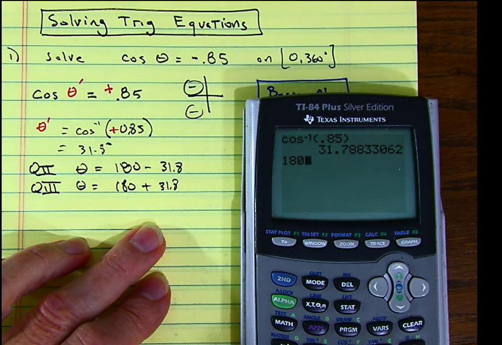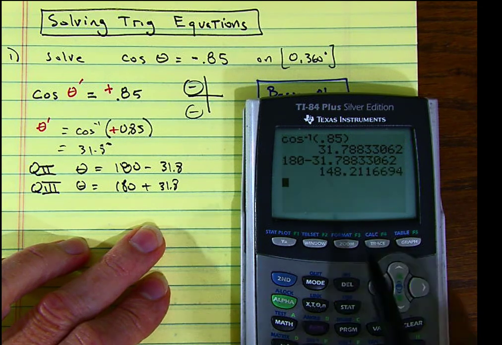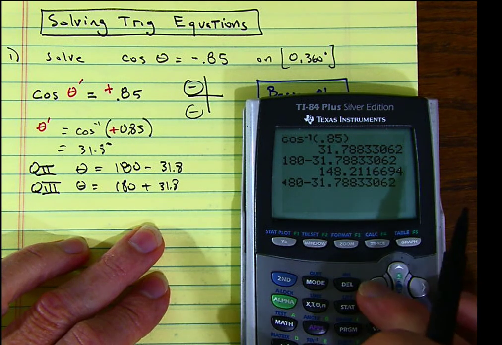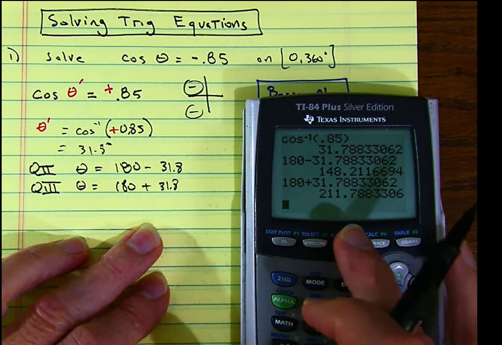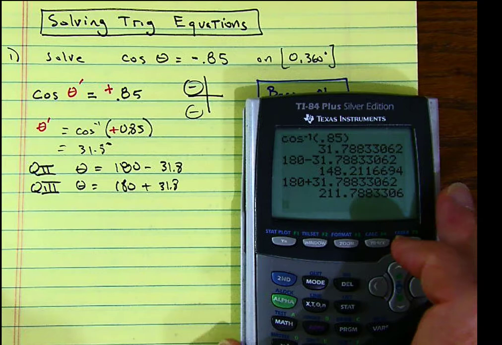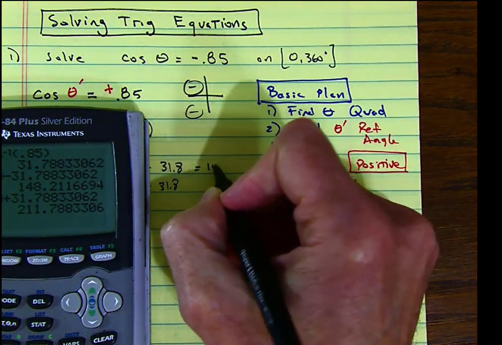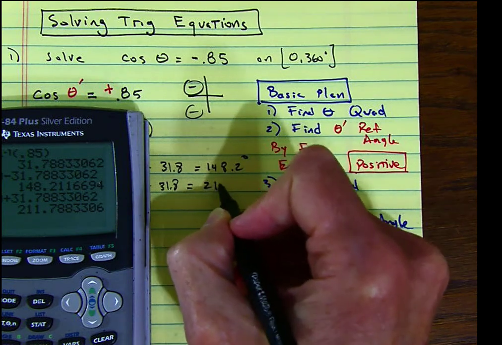So 180 minus, here's my reference angle, enter that, and I got 148.2, and then I'm going to repeat that equation, but I'm going to change it to plus. And I got 211.8. So there are my solutions to that simple equation.